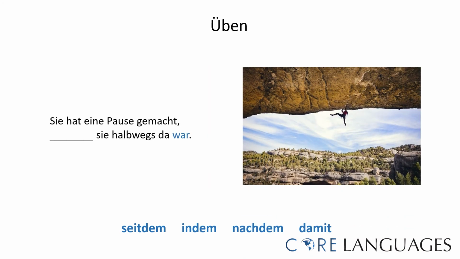Sie hat eine Pause gemacht, sie halbwegs da war. The correct conjunction is nachdem. Sie hat eine Pause gemacht, nachdem sie halbwegs da war. She has paused, or she has made a pause, after she was halfway there. Again, notice that the verb war was kicked to the end of the subordinate clause by nachdem.